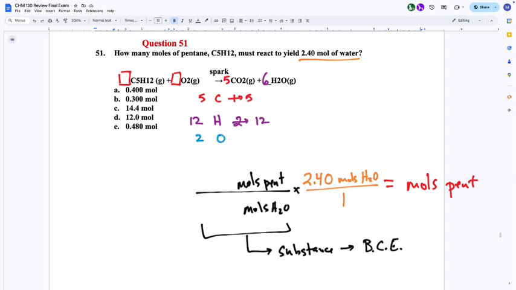Oxygens on the left, I've got 2. On the right, I've got 10 plus 6, which gets me 16. How do I make the 2 into a 16? Change the oxygen on that side. I need an 8.